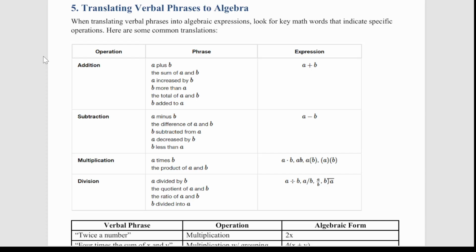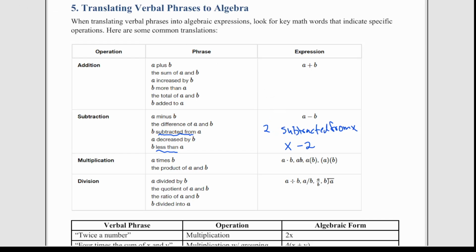Subtraction. The one thing you want to be careful about with subtraction is that sometimes the language is a little more flipped around from what you're expecting. In particular, subtracted from and less than. We always first list the number we're subtracting and then the number we're subtracting from. So for example, 2 subtracted from x would be x minus 2. Just something to always keep in mind.